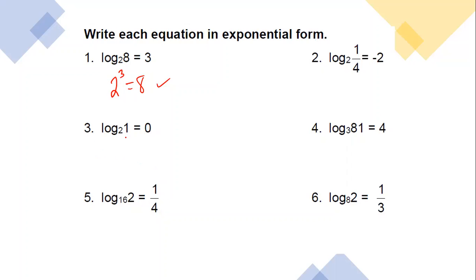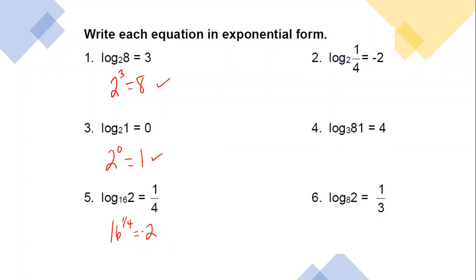Okay. Let's do it again. What's my base? 2. What's my solution? 0. What's my argument? 1. Does 2 to the 0 equal 1? Yes, because anything to the 0 power is 1. Okay, let's do it again. What's my base? 16. What's my solution? 1/4. What is my argument? 2.